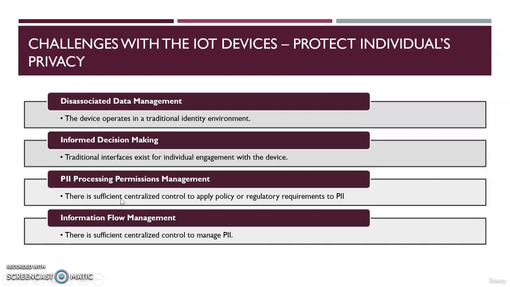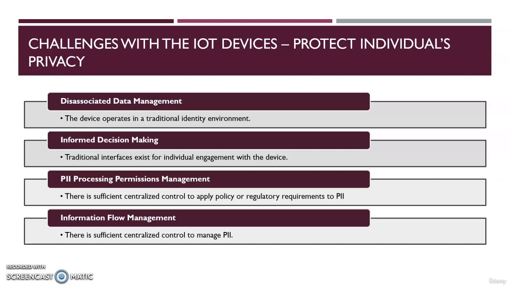Next, let's go forward to the next mitigation, that is, protect individual privacy. What are the challenges corresponding to that? The first is that devices operate in a traditional federated identity environment, but in case of IoT, they may contribute data that is used for identity and authentication but is outside of a traditional federated environment. Or the expectation can be a traditional interface for individual engagement with the devices, but in case of IoT, they may lack the interface that enables the individual to interact with it.